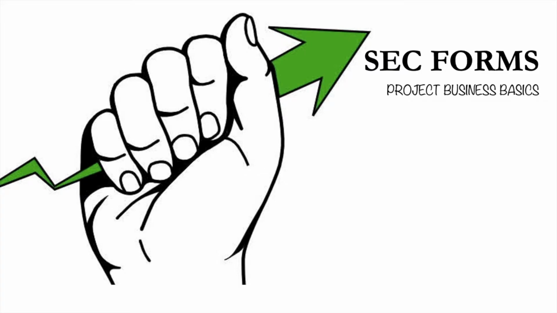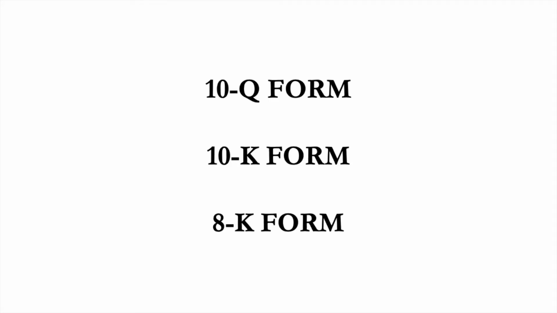So today we're going to be talking about several SEC forms, and SEC stands for the Securities and Exchange Commission. It is a body within the United States government that regulates publicly traded companies. And the SEC requires all publicly traded companies, so companies that sell stock in the United States, to publish several forms. And today we're going to talk about three of those forms. And these are three of the most common forms that you'll end up seeing. They are the 10Q form, the 10K form, and the 8K form. So let's get right into it.